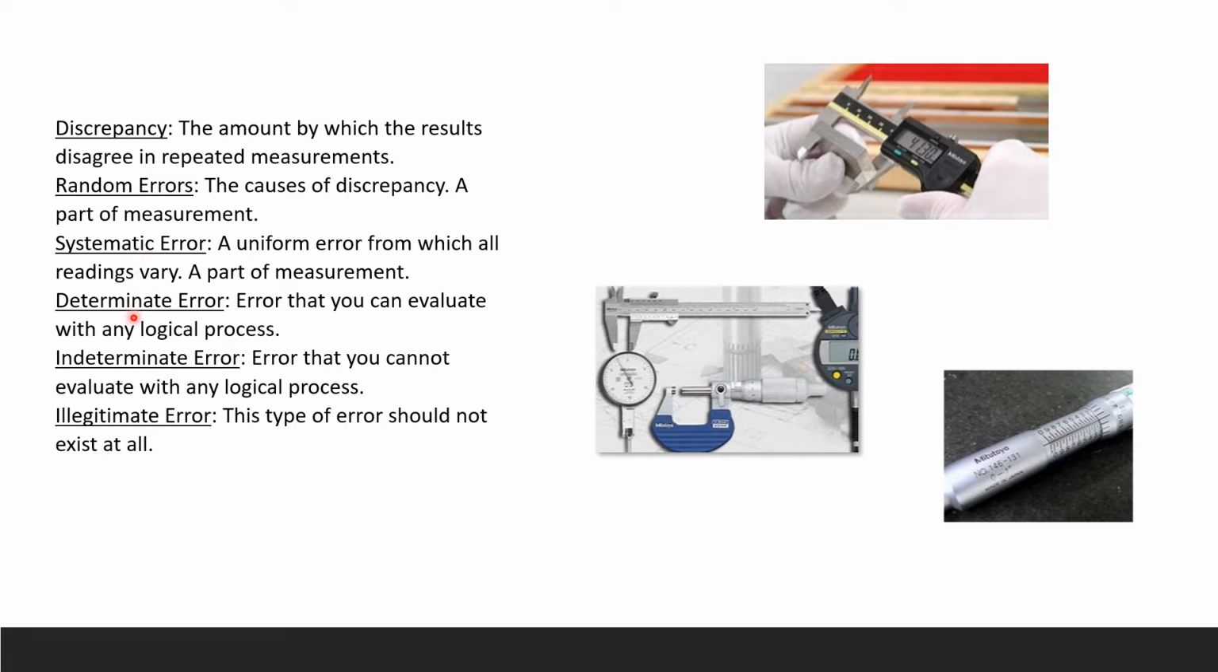Okay, determinate errors: errors that you can evaluate with any logical process. So those types of errors are something that you can understand by looking at with logic. So indeterminate errors are something crazy that you cannot evaluate with any logical process. Illegitimate error is not legitimate, not valid at all. So this type of error should not exist at all. Okay.